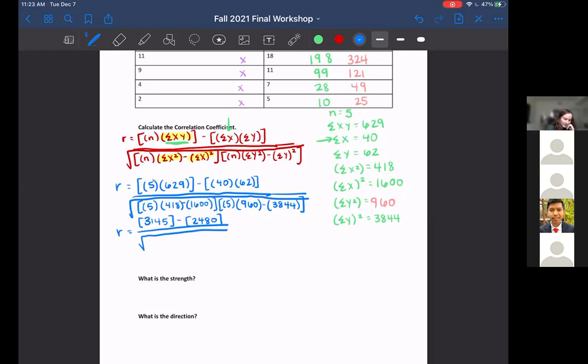Okay, what is 5 times 418? 2090. Good, 2090 minus 1600. Okay, and what's 5 times 960? 4800. Good, 4800 minus 3844. Good, okay. So then what is 3145 minus 2480?